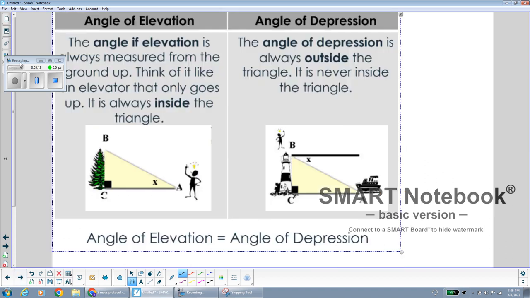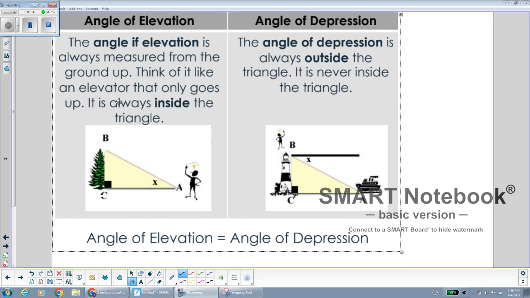Here are some important things when you're working on word problems. The angle of elevation is when you're standing on the ground and you're looking up at an object. It's the angle at which you're looking up at the object. The angle of elevation is always inside the right triangle. And in fact, it's always located in the same spot. So if the question tells you that you have the angle of elevation, it's always inside the right triangle next to the 90-degree angle.